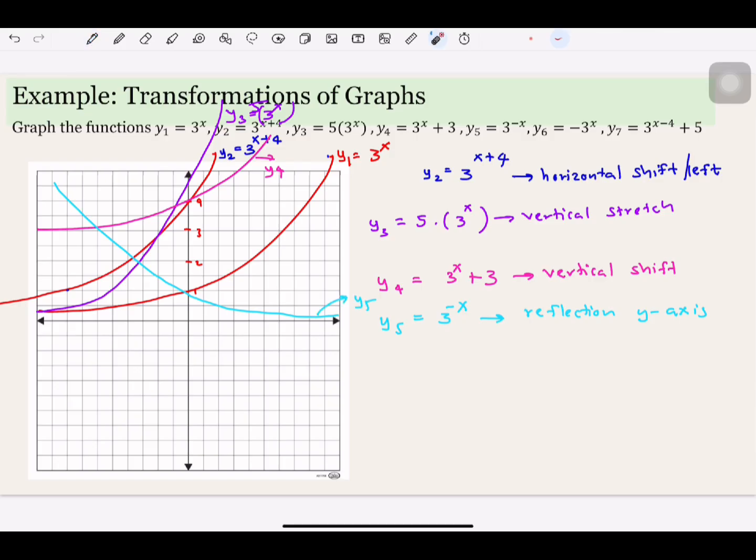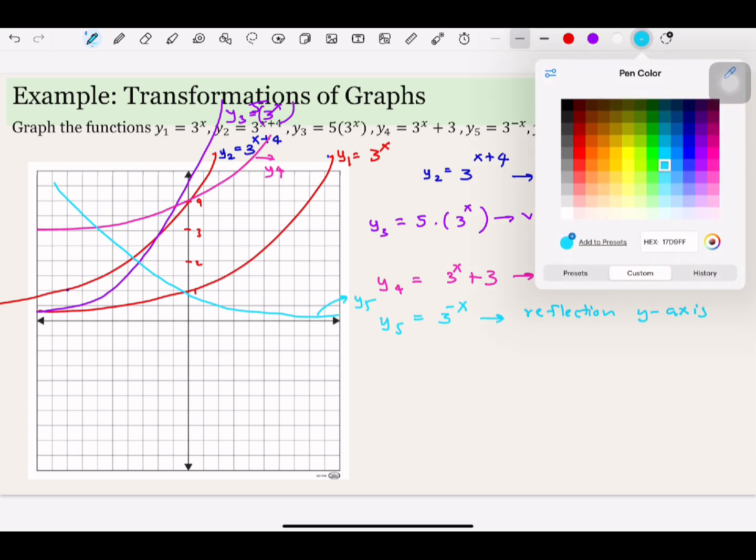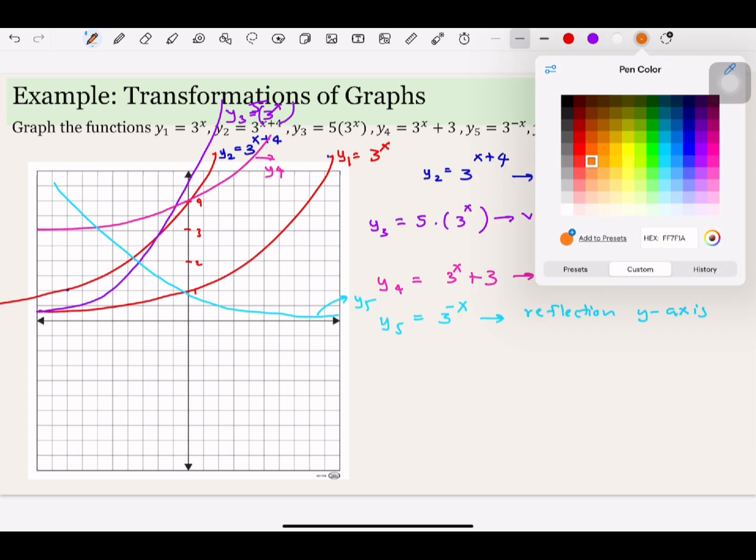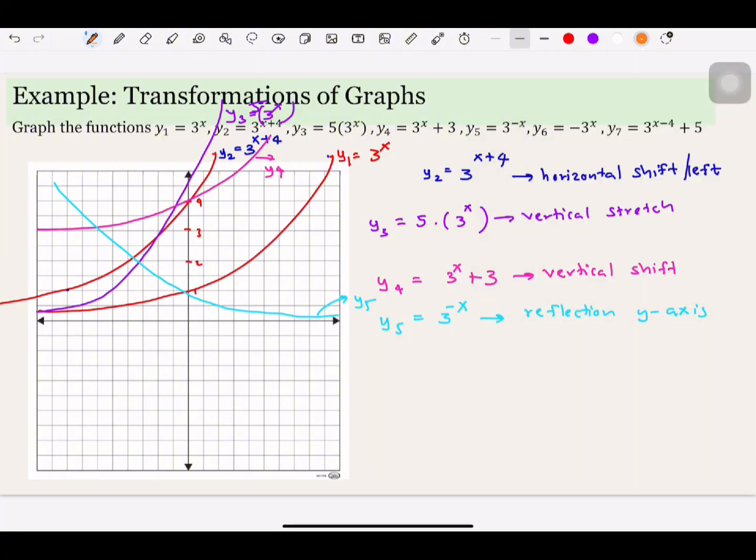So this is the original one. So you took the reflection across the y-axis. So now it is like this. So this will represent y5. Next, let's move into y6. Okay, I'm going to use orange for y6. So y6 is negative 3 to the power x.